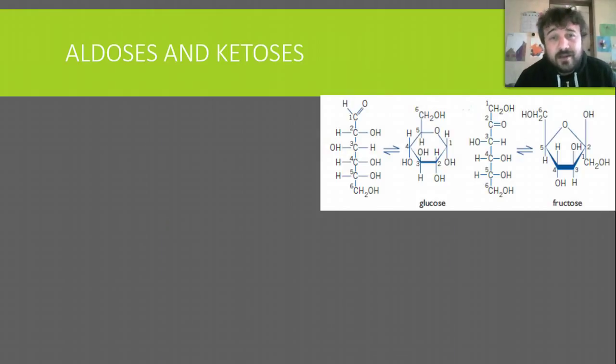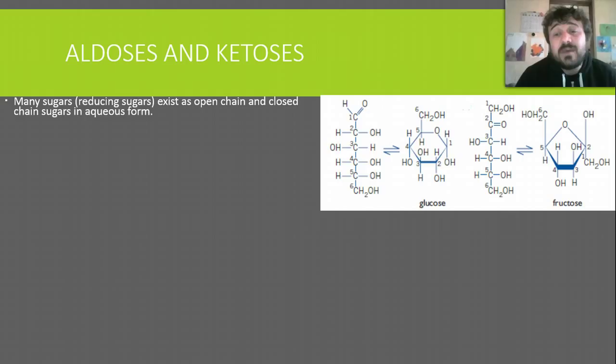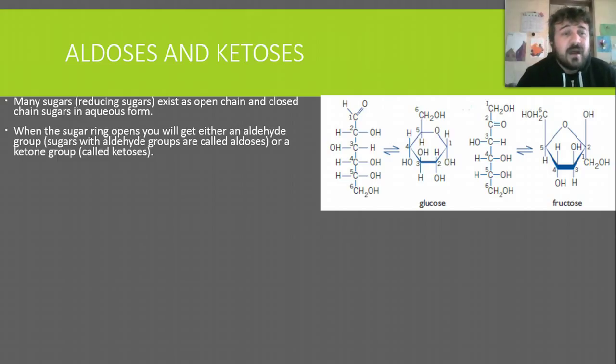So, starting with aldoses and ketoses. Here we have glucose and here we have fructose. When glucose and fructose are in aqueous solution, they exist in equilibrium. You can tell because of this symbol there. They exist in equilibrium in both an open chain form and a closed chain form, so as a ring and as a chain. When the ring opens up, you get either an aldehyde group or a ketone group.